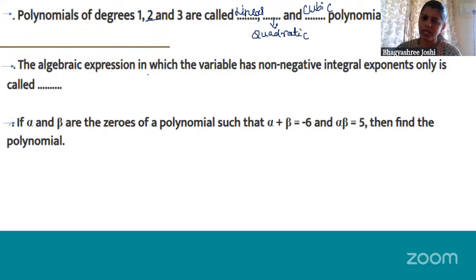The algebraic expression in which the variable has non-negative integral exponents only. What do you mean by polynomial? I have just told you. The variable's exponent is a whole number, and in whole numbers only non-negative numbers are there. That means non-negative integral exponents. That we call a polynomial. The algebraic expression in which the variable has non-negative integral exponents only is called a polynomial.